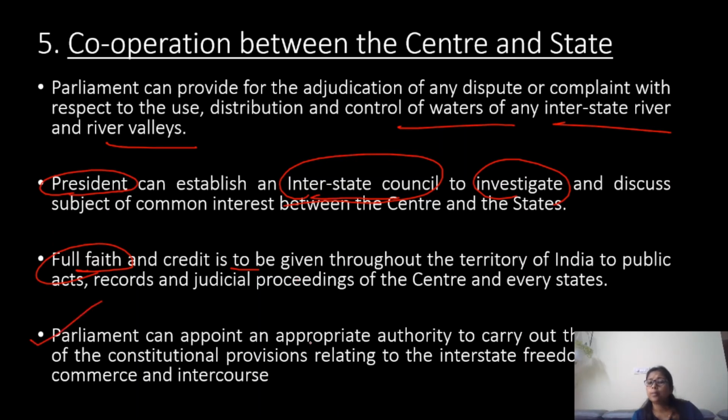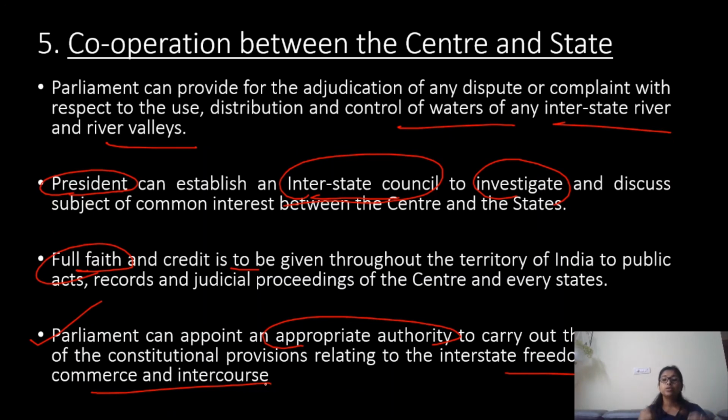Parliament can also appoint an appropriate authority to carry out the purposes of these constitutional provisions relating to interstate freedom of trade, commerce and intercourse. Interstate means from one state to another state, there should be freedom of trade. Trading means people are doing business, buying and selling goods and services. They do it interstate, from one state to another state. Here the center's interference is required, and the state's interference is also required.